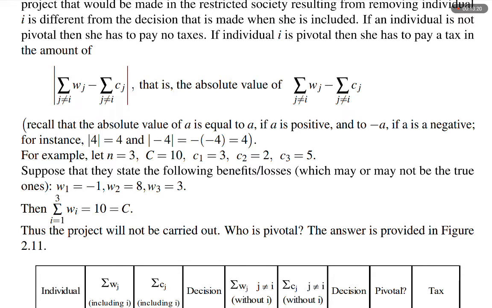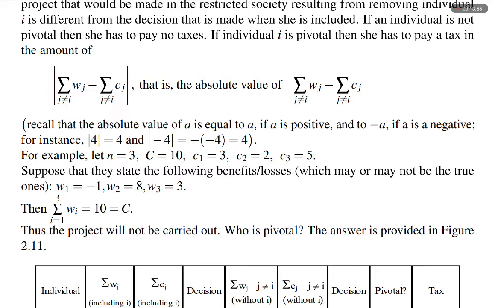Recall that the absolute value of A is equal to A if A is positive and to negative A if A is negative. For instance, the absolute value of 4 is equal to 4, and the absolute value of negative 4 equals negative times negative 4, which equals 4.